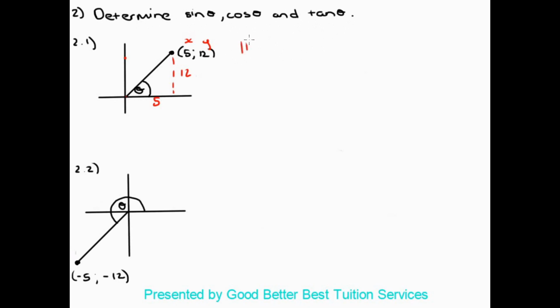So we're going to find the hypotenuse, so we go h squared is equal to 5 squared plus 12 squared. So it's going to be 25 plus 144 is equal to 169. And so to get h by itself, we have to square root to get rid of that square, and so our hypotenuse is going to be equal to 13.